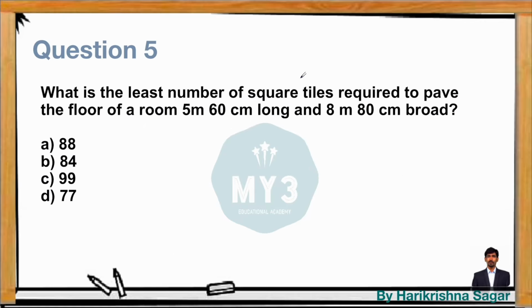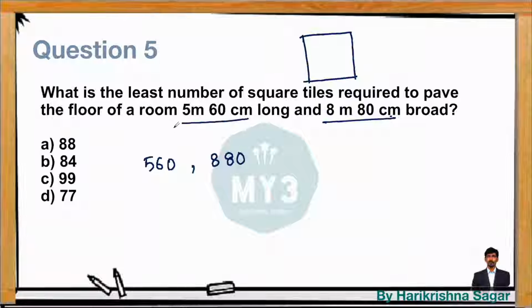What is the least number of square tiles required to pave the floor of a room 5 meter 60 centimeter long, 8 meter 80 centimeter broad? Here also they have given the length and width in meters and centimeters. To convert, you know that 1 meter is equal to 100 centimeters. So 5 meters 60 centimeter means 560 centimeters, and 8 meters 80 centimeter means 880 centimeters. So these are the length and the breadth of the area, and you have to find the least number of square tiles, same as the previous question.